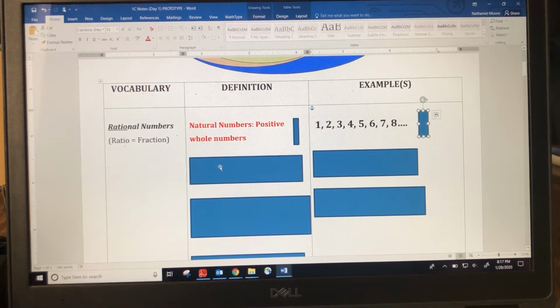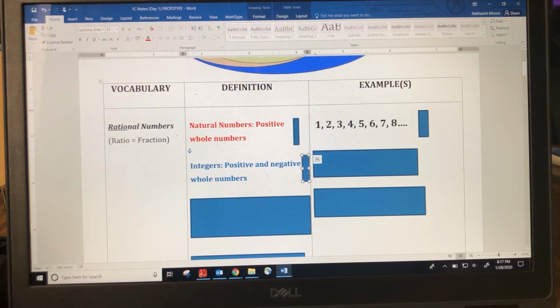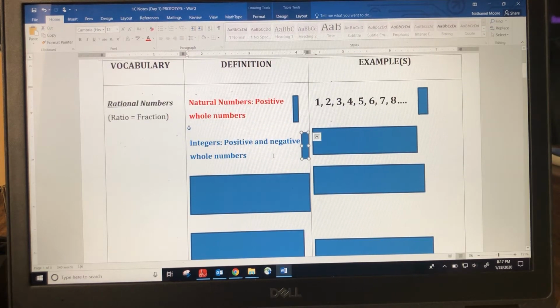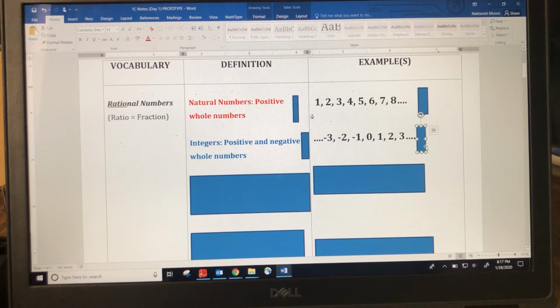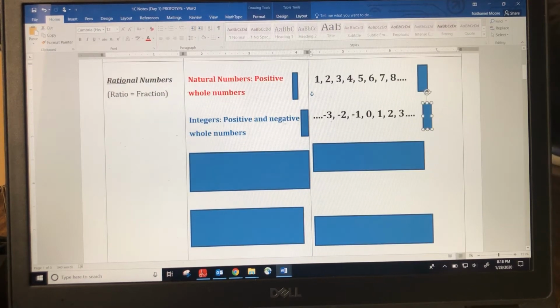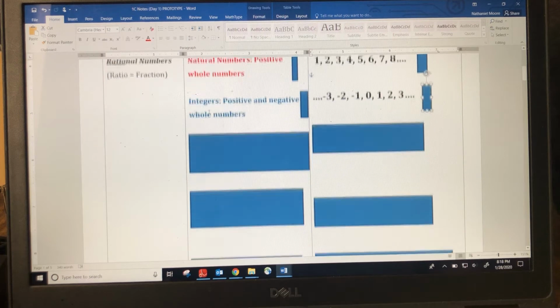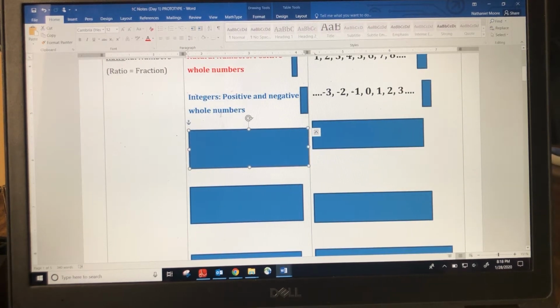Now, another thing that makes up rational numbers is integers. Integers are positive and negative whole numbers. For examples, we have pretty much any positive or negative whole number, like -3, -2, -1, and even 0 counts as an integer, then 1, 2, 3, 4, 5, 6, 7. Basically, you go in either direction in whole numbers and you will find integers. After natural numbers and integers, we're just thinking about whole numbers in general.